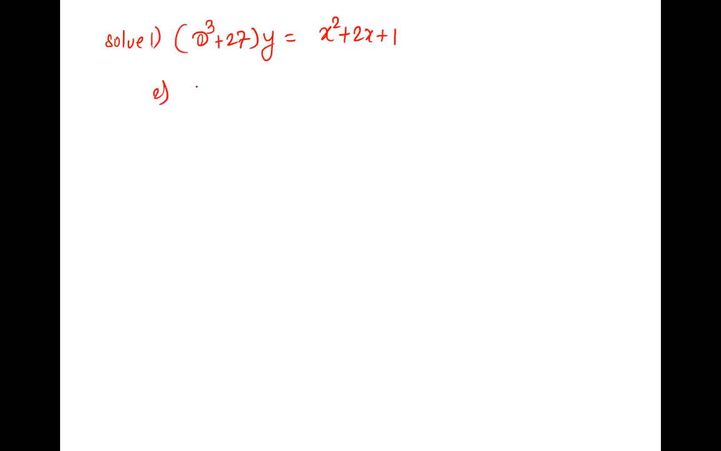I'm writing here: d cube minus d y is equal to 2e raised to x plus 2x plus 1 minus 4 cos x. Okay, we are going to solve these two. Go with the first.